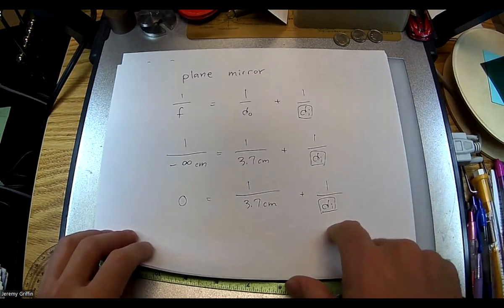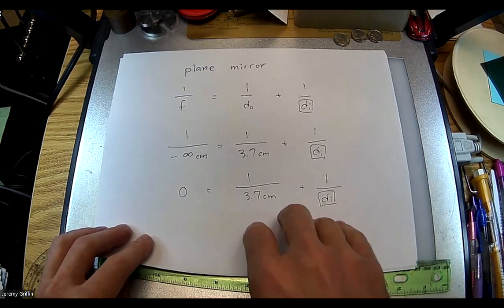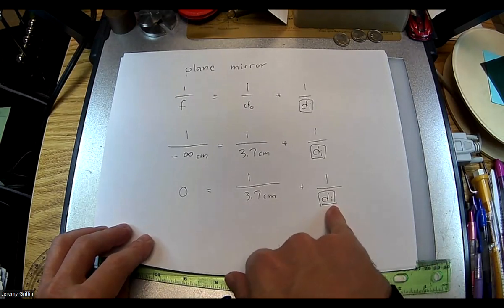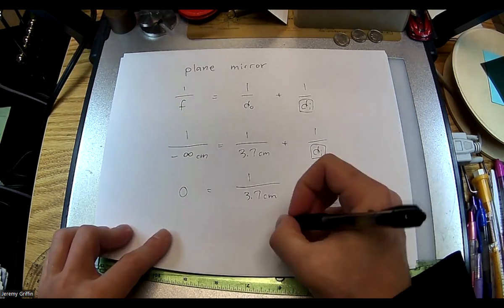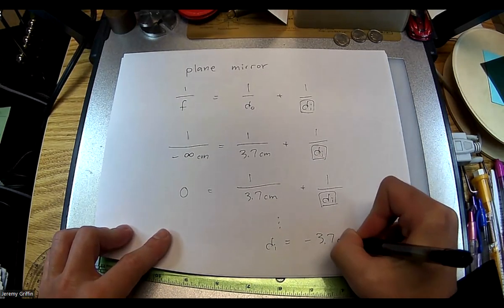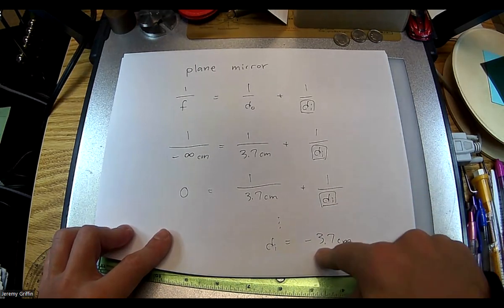Right. So now I could finish off the math, but if you stand back and look at the big picture, you probably see by symmetry what the answer is going to be. Guys, what's the answer by symmetry? Is it negative 3.7 centimeters? Right. So the negative means it's virtual.